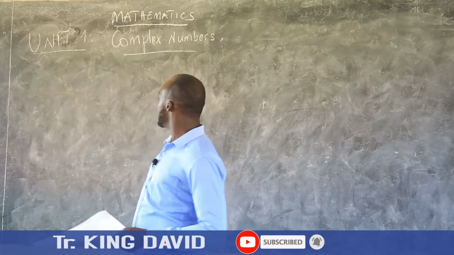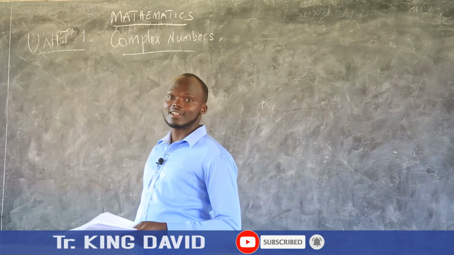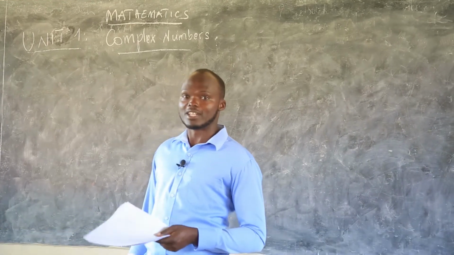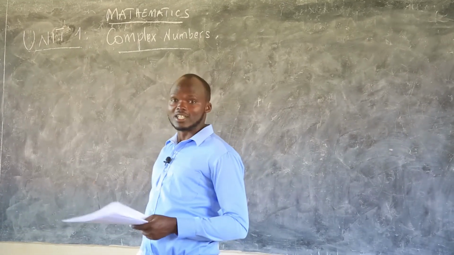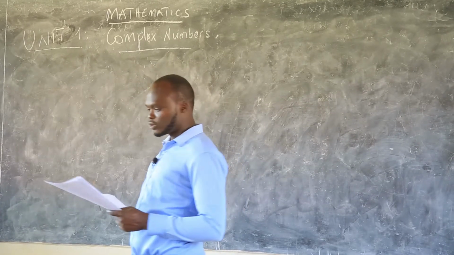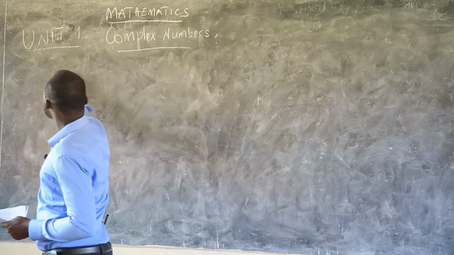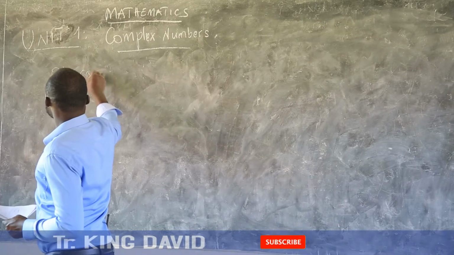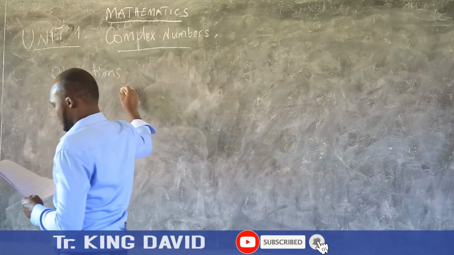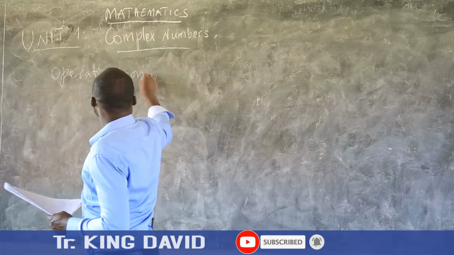So we are going to see Unit 1, complex numbers. Last time we did lesson number 1. We are going to start lesson number 2. So lesson number 2, we have operations on complex numbers.